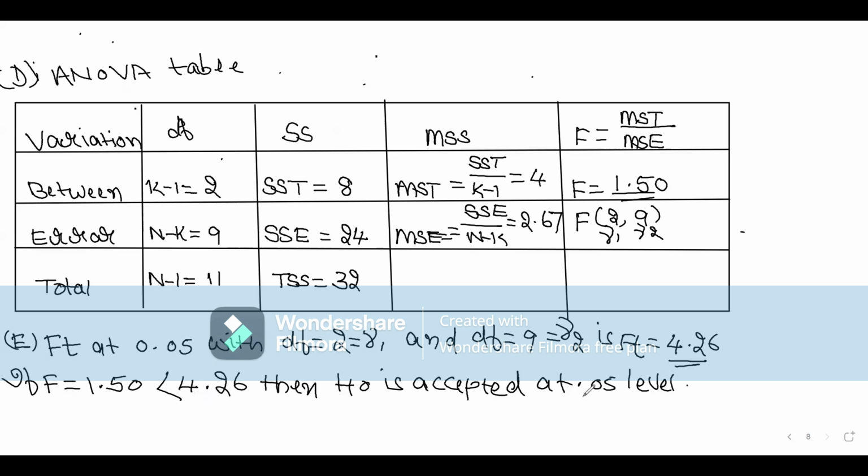Then the hypothesis is accepted at the 0.05 level. And suppose F comes as 8, 8 is greater than 4.26. In that case, the hypothesis is rejected.